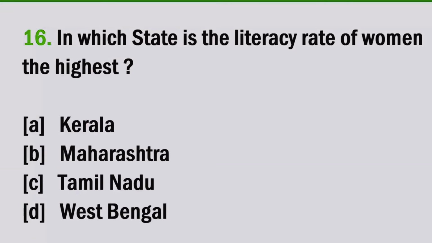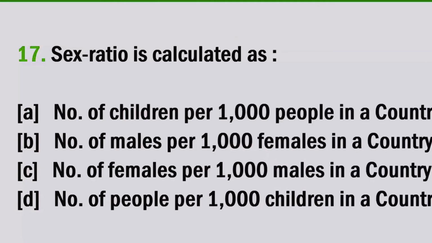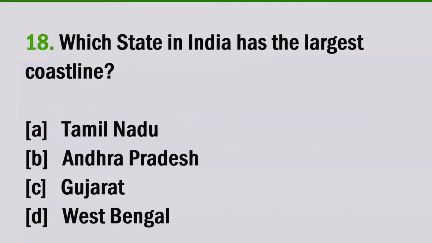In which state is the literacy rate of women the highest? Answer A. Kerala. Sex ratio is calculated as? Answer C. Number of females per 1000 males in a country. Which state in India has the largest coastline? Answer C. Gujarat.